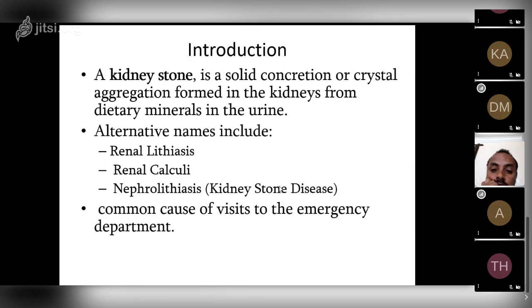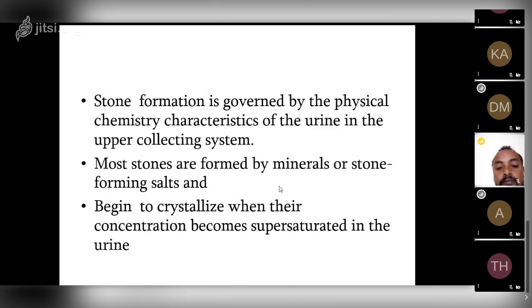So a kidney stone is a solid concretion or crystal aggregation formed in the kidney from the dietary minerals in the urine. These kidney stones have different names, and sometimes we can use these names alternatively: renal lithiasis, renal calculi, or nephrolithiasis. Renal stone is a common cause of visits to the emergency department.